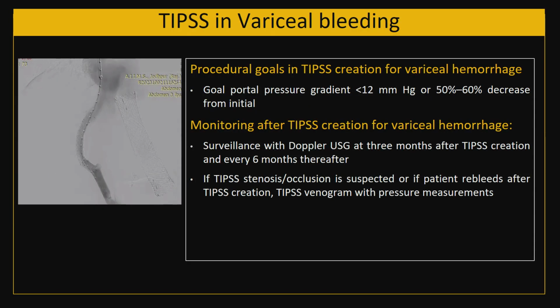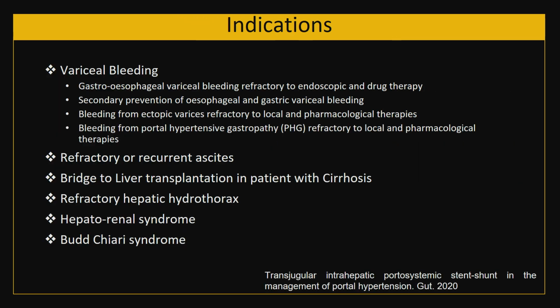Coming to the aim of variceal bleeding management, the aim is to reduce the HVPG to less than 12, or at least a 50 to 60% reduction from the baseline. And after putting this TIPS stent, we have to follow the patient using Doppler ultrasound every 3 months, and thereafter every 6 months, to look for any new development of stenosis or occlusion of the stent. If any occlusion of the stent is there, we have to do a venogram and revise it with angioplasty.